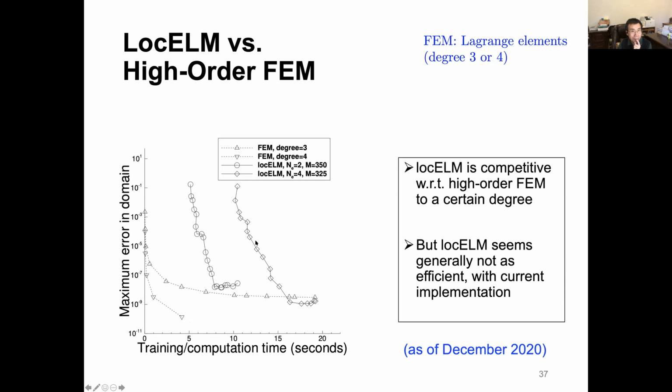So these two are the local ELM results. That's the maximum error versus the computation time, or the training time. Here, in this case, we can see a crossover. Local ELM is a little better here, but overall, compared with the high order FEM, it seems like local ELM is still competitive to some degree, but in general, it's not as efficient as the high order FEM. At this point, that's as of December 2020, last year when the manuscript was written.